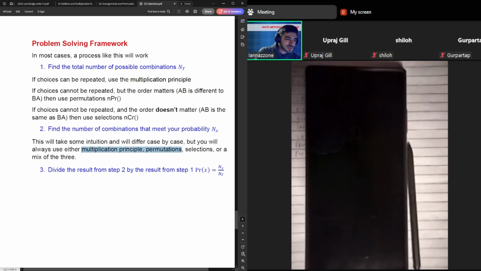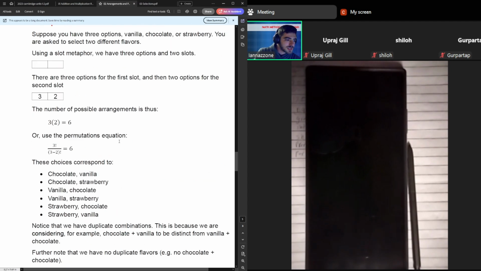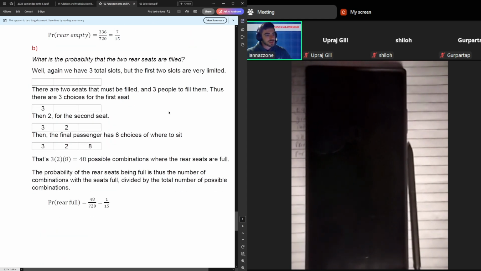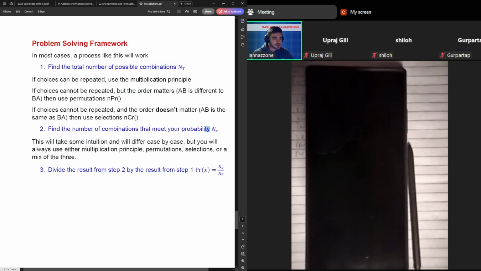It's kind of unlikely you'll be able to just use any of these out of the box as is. Multiplication principle tends to be a bit dominant around here. Like if we consider the plane example with having rear seats filled or rear seats empty, a lot of it really comes down to just thinking about how many choices do I have per position. Trying to apply permutations or selections to something like this is kind of difficult. So usually this one here, multiplication principle, reigns king.